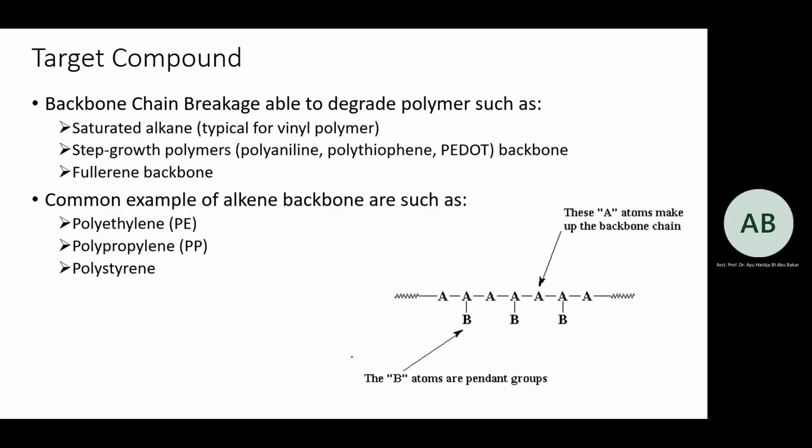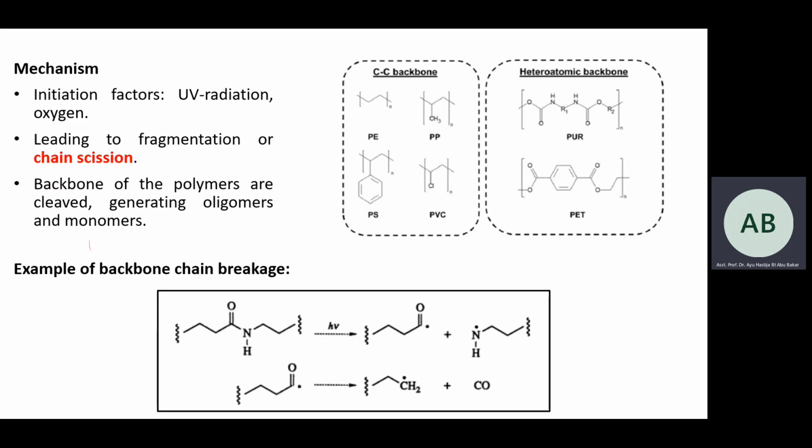Okay. So for the target compound, the backbone chain breakage is between the bigger polymer, such as the saturated alkane backbone polymer. The common examples of alkane backbone are PE polyethylene, PP polypropylene, and polystyrene. So the picture shows the backbone chain is a very long chain, and then the B are the pendant groups. Okay, thank you. So this part is on the mechanism.